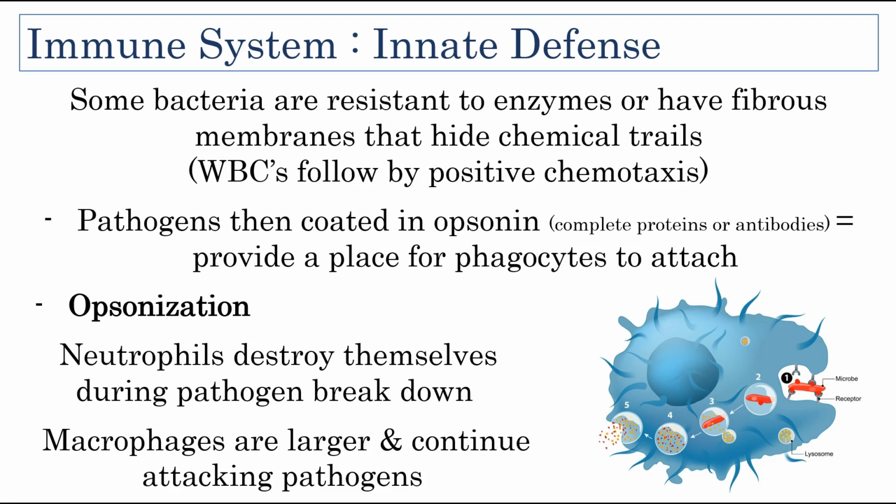Some bacteria are resistant to our enzymes. They develop immunities to us, essentially. Or they just have really, really thick outer coatings, capsules of their own, and try to hide from the immune system. We have other white blood cells out there that coat these sneaky pathogens in opsonin. This is just another protein, a complete protein, so they're large, or antibodies themselves, just on the external surface of whatever that pathogen is. A full coating. This is not an antigen binding to an antibody. This is opsonization, and it leads neutrophils and macrophages to those pathogenic cells.